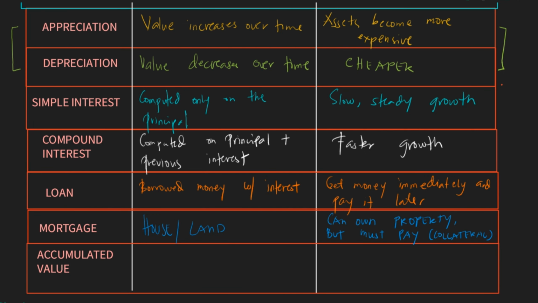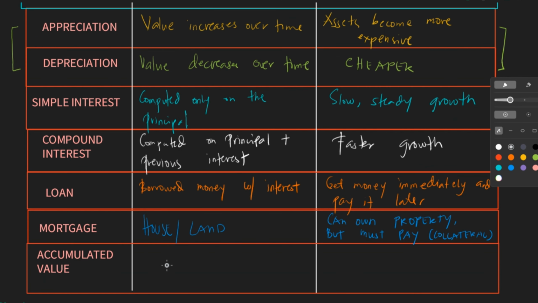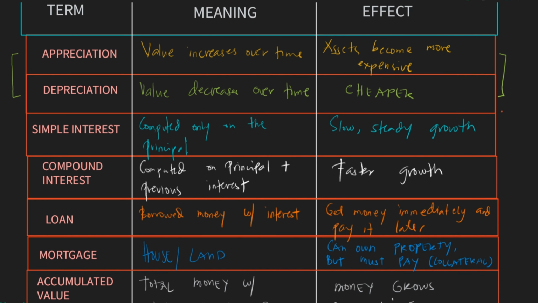Last one is the accumulated value. The meaning of this is the total money with interest added. So for this money, the effect will be that the money will grow over time.